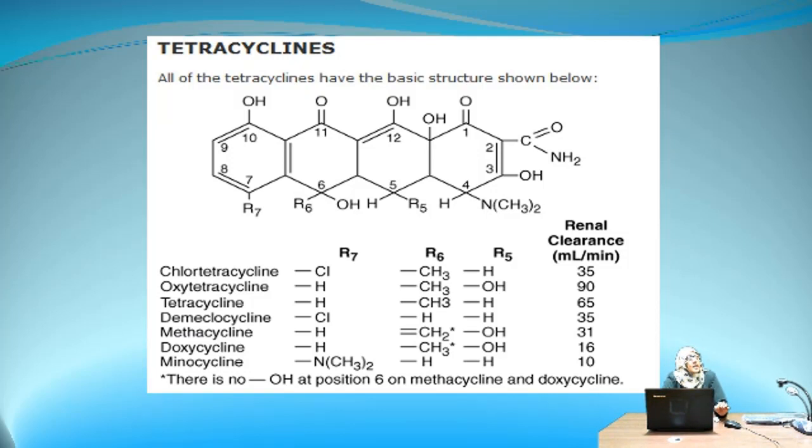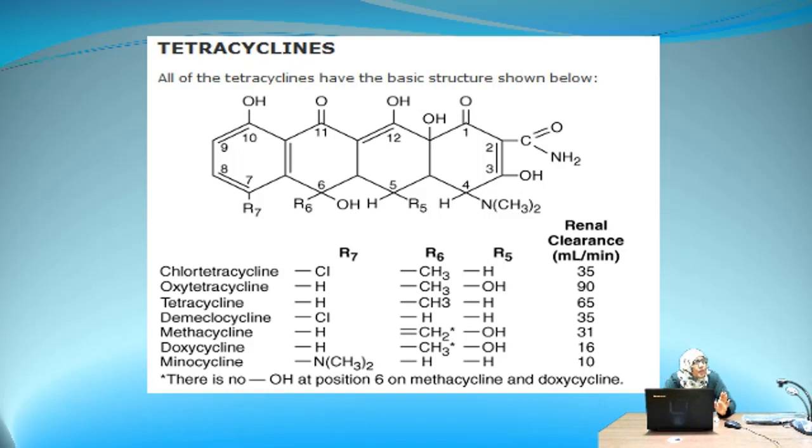Here in this figure, we show the chemical structure of tetracycline. All of the tetracyclines have the basic structure shown below, and the members of tetracyclines are chlorotetracycline, oxytetracycline, tetracycline, demeclocycline, methacycline, doxycycline, minocycline. The differences among these drugs are in positions R7, R6, and R5.